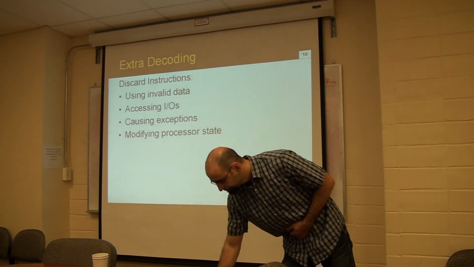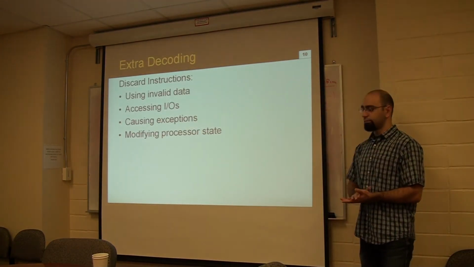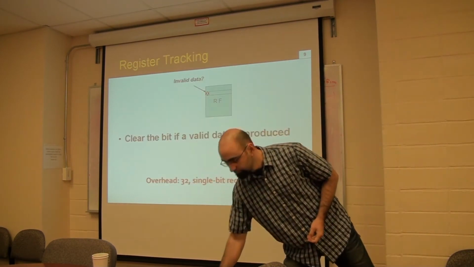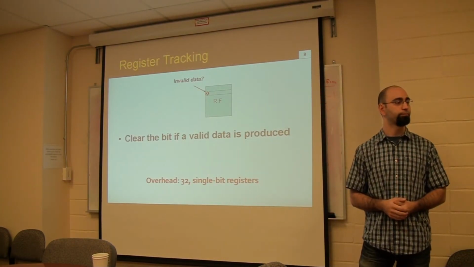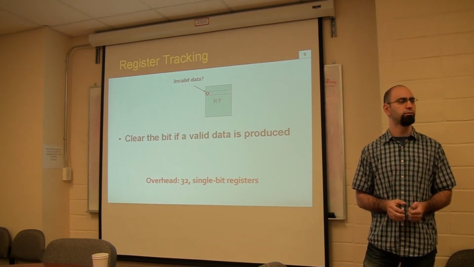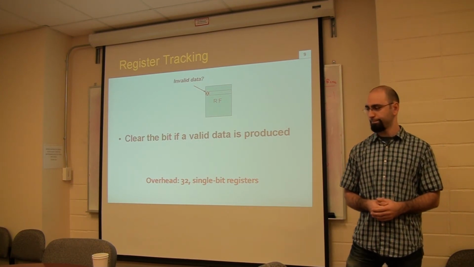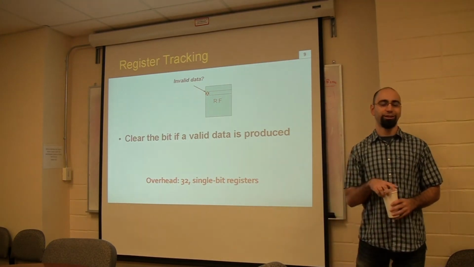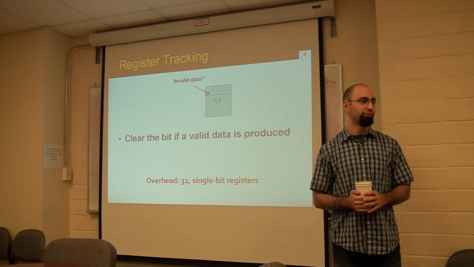How do you track that through conditional branches? If you have a piece of invalid data, and then there's something that tests that data in a conditional way.